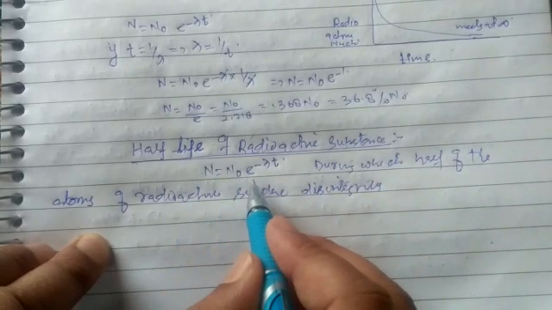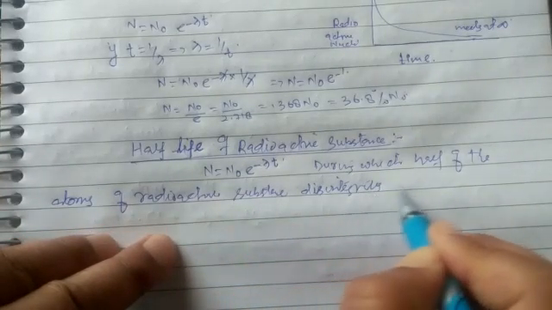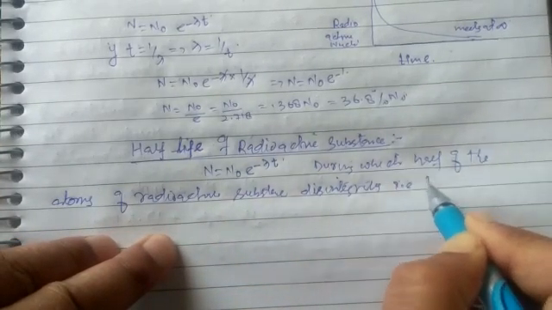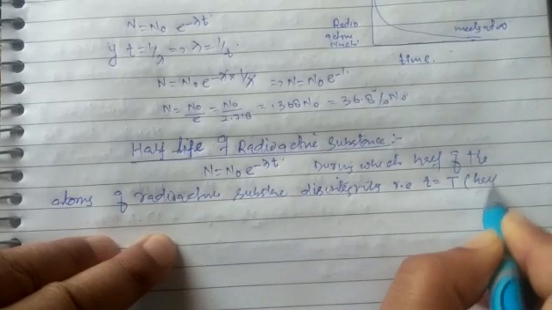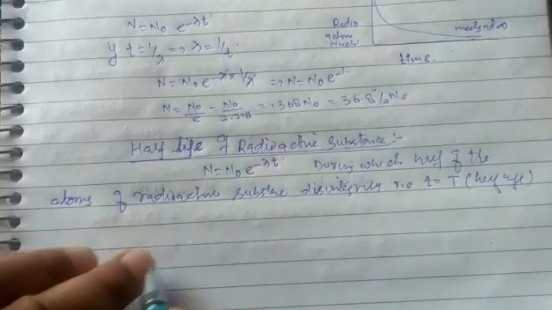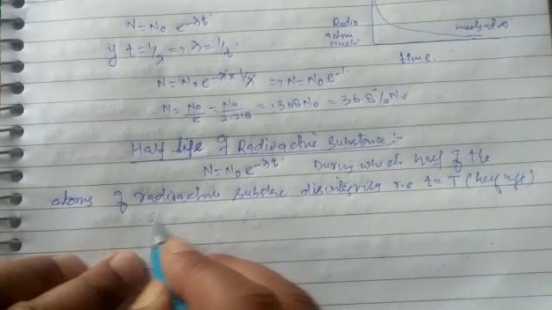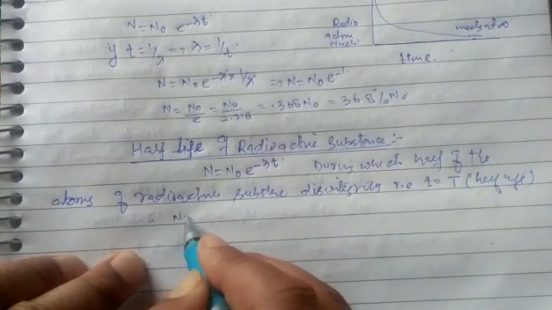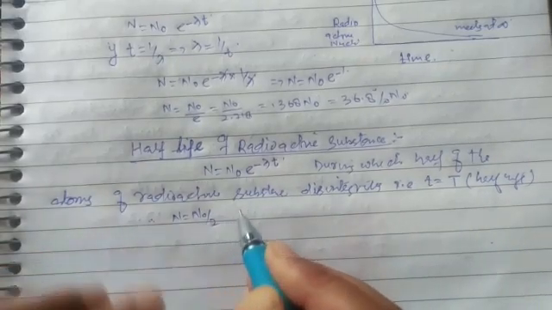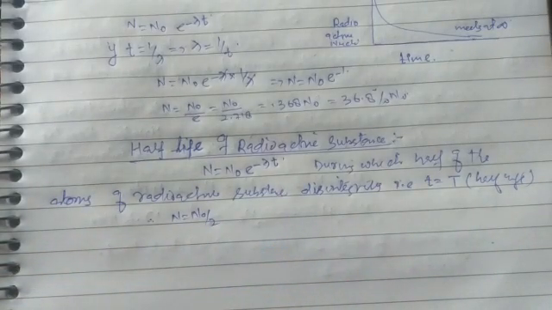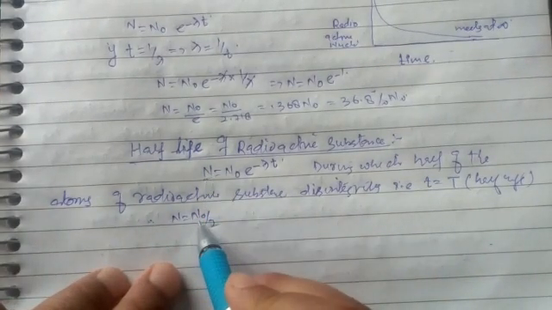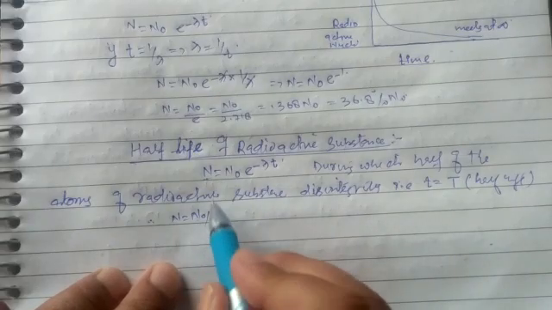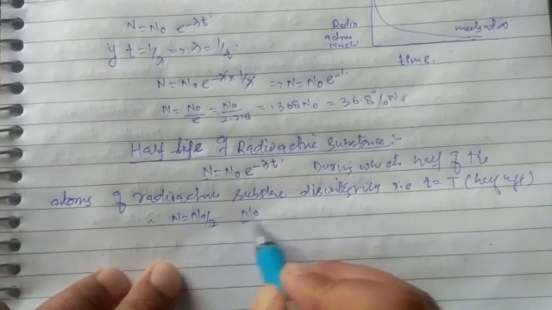So as we know, when t is equal to T, where T is the half-life, N is equal to N naught by 2. Once we are having half-life, half of the atoms have decayed and half have remained undecayed. So as N is the number of undecayed atoms, it is N naught by 2. Replacing in this equation, we will get N naught by 2.